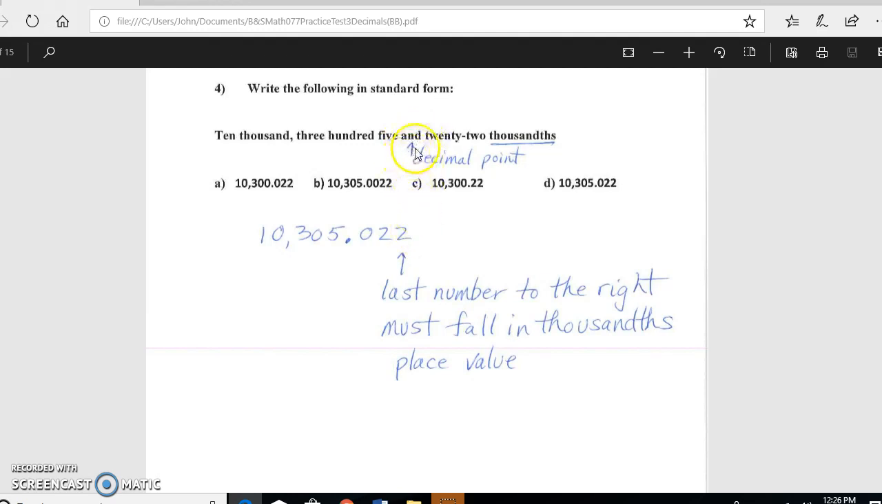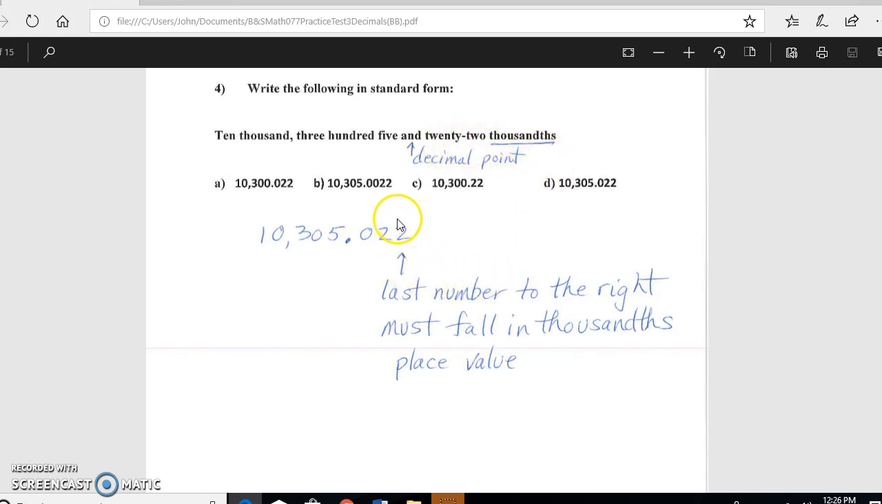And then anything to the left of that is going to be the whole number. So in this case, we have our decimal point here, and in front of that to the left, we have 10,305. So this would be the whole number. And then we have the decimal point, the word "and." On the right-hand side of the decimal point, we have 22 thousandths.